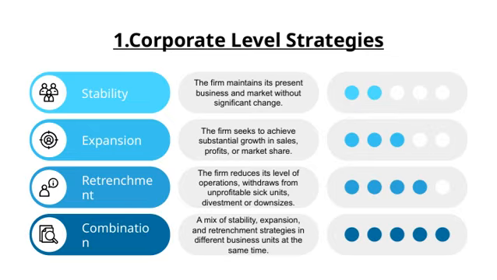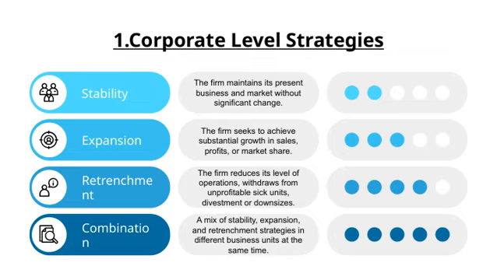First, we have retrenchment. This strategy involves the firm reducing its level of operations, which might mean withdrawing from unprofitable or sick units, divesting certain parts of the business, or downsizing overall. It's essentially a way to cut back and stabilize when things aren't going as planned. Next, we have stability. This is about maintaining the current business and market position without making significant changes.